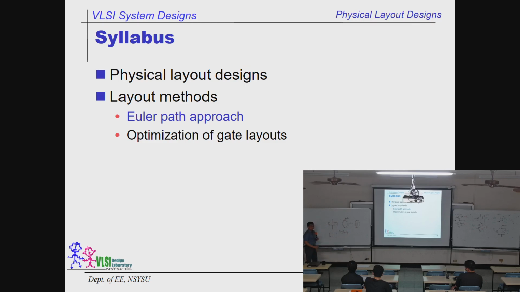If the number of points with singularity is over 2, then this figure cannot be realized by a single Euler path. For example, here we have a singularity. This is only one way in or out. Number 2, number 3, number 4. 4 is over 2, so it's not doable.